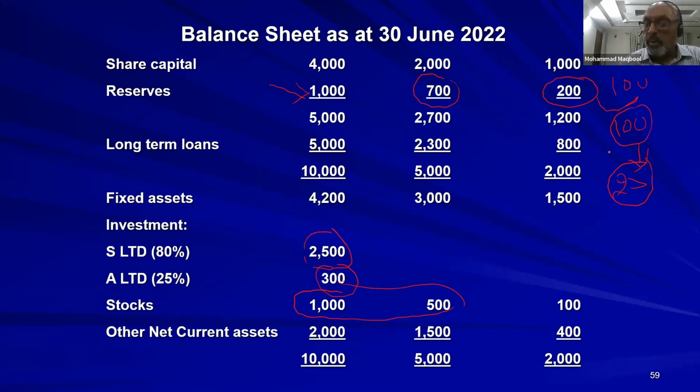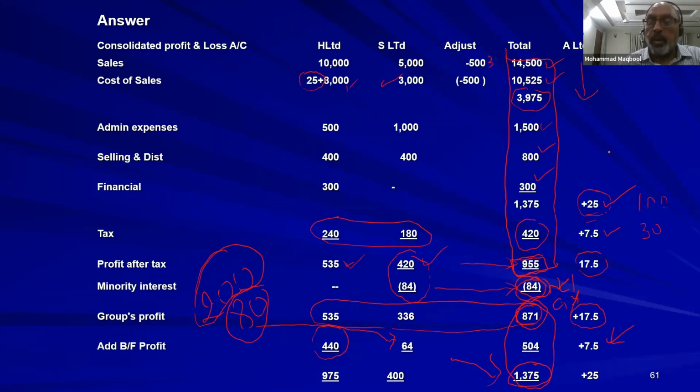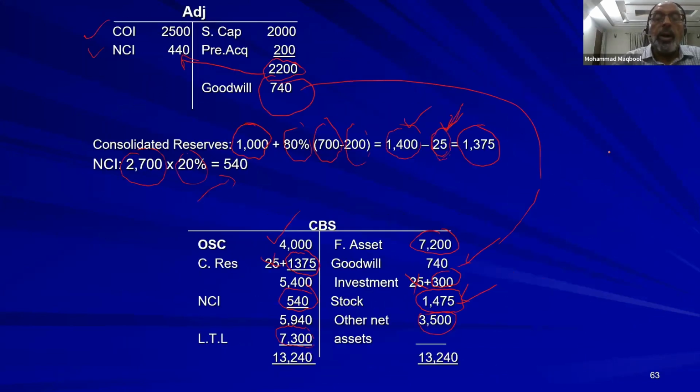So that 25 is a double entry you make. One, add to the reserve, and second, add to the investment. The equity method is applied. It's also called the one-line consolidation method, the equity method. So I have shown it in the profit and loss account, but I can show you also the reserve, how it works there.